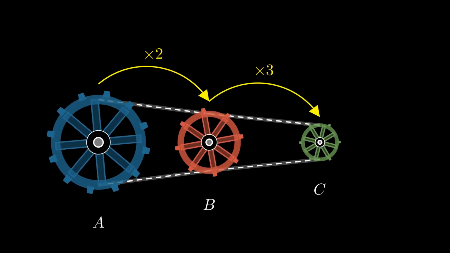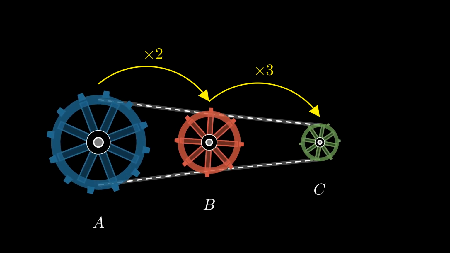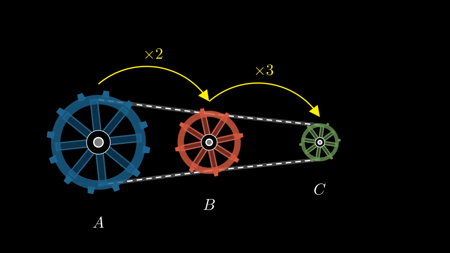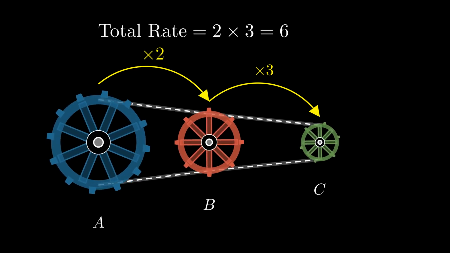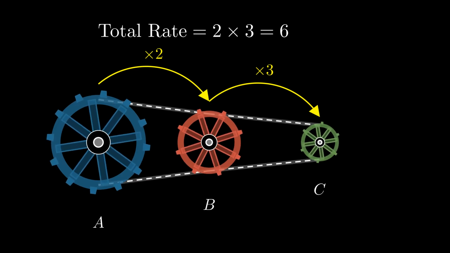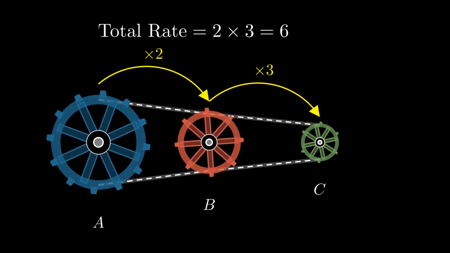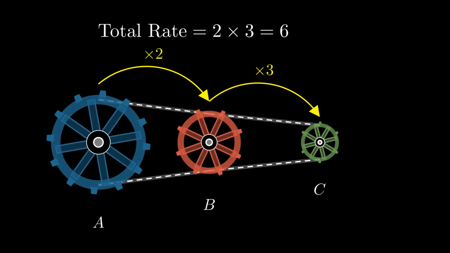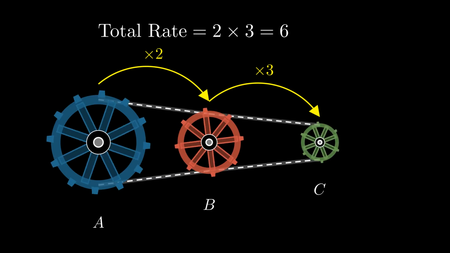Notice the gear ratios. A drives B twice as fast and B drives C 3 times as fast. These are our local rates of change. To find the total rate, how fast A drives C, we don't add these rates, we multiply them. 2 times 3 gives us a total transmission rate of 6. This is the mechanical soul of the chain rule. Successive rates multiply.